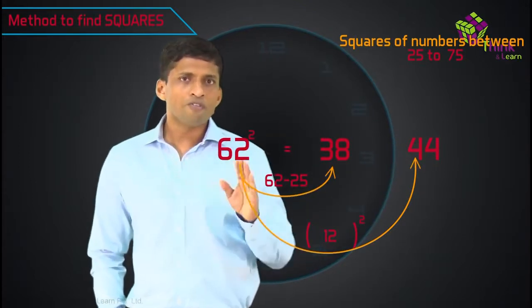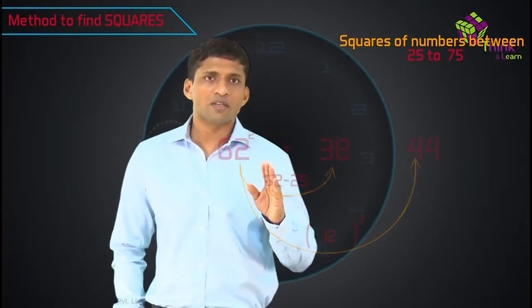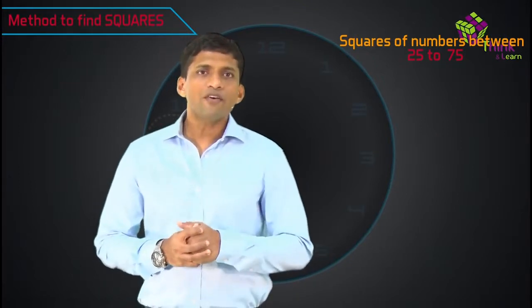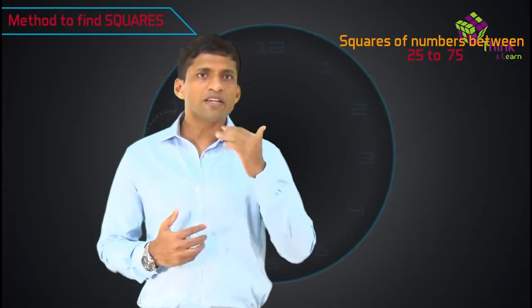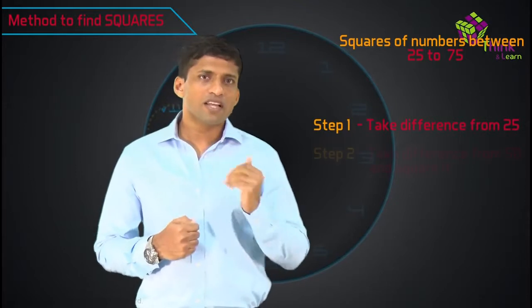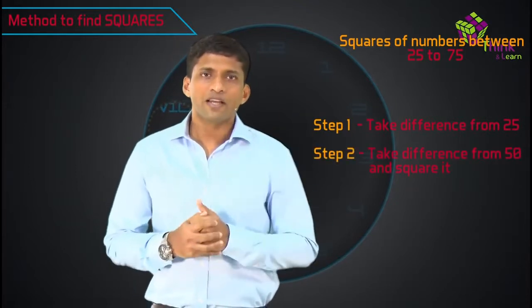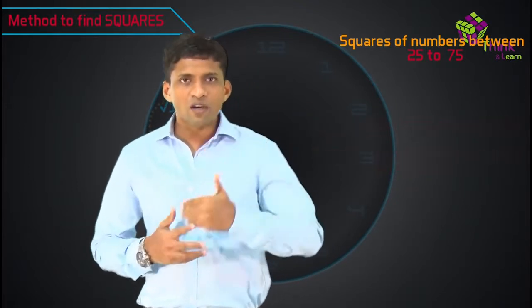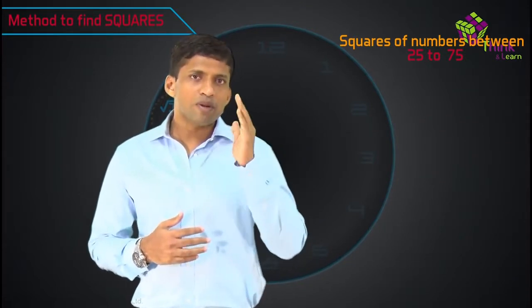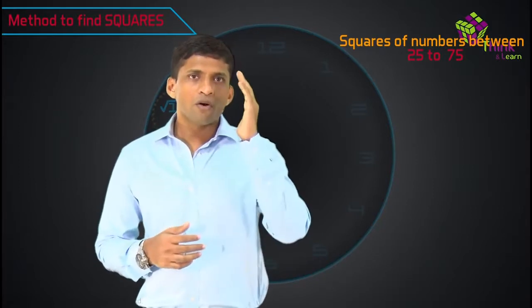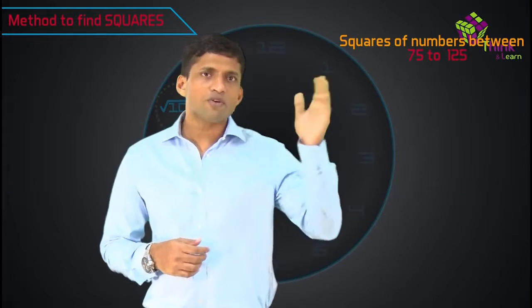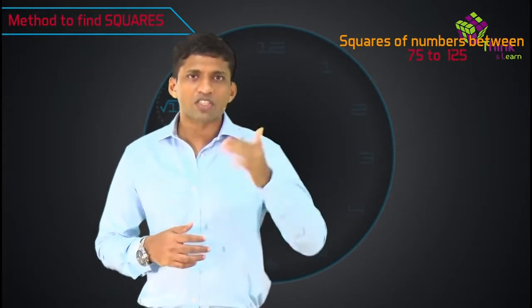I hope all of you clearly understood this method. Now if you think about it, this method is actually based on multiples of 25. We are actually taking the difference from multiples of 25. First step is taking the difference from 25. Second step is taking the difference from 50 and square of that. Now to extend this further, the previous method is which we can use between 25 and 75. Now to use a similar method between 75 and 125, and in fact it's even faster.